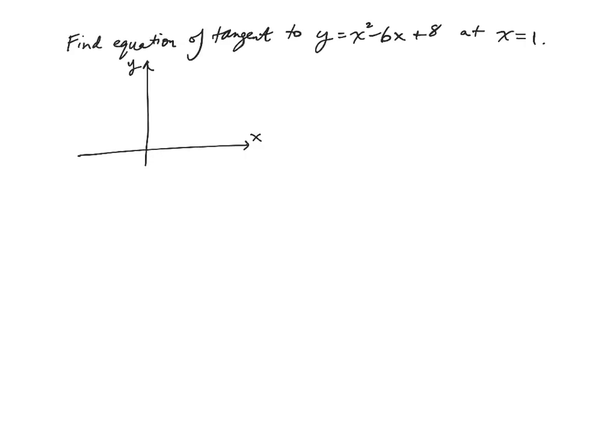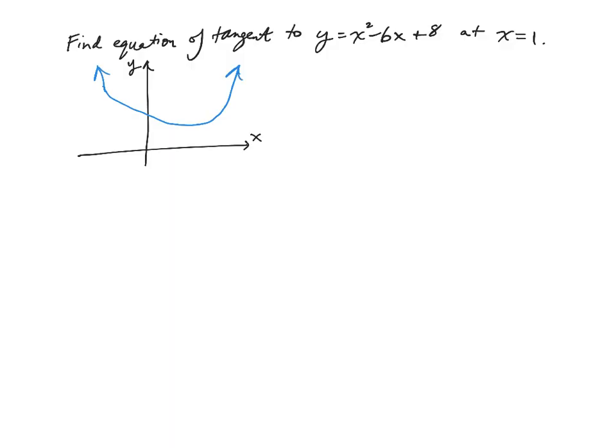Suppose you wanted to find the equation of the tangent to this function, y equals x squared minus 6x plus 8, at x equals 1. Here's how you do it. First, we're going to draw a little sketch over here. Not the best parabola I ever drew, but you get the idea.